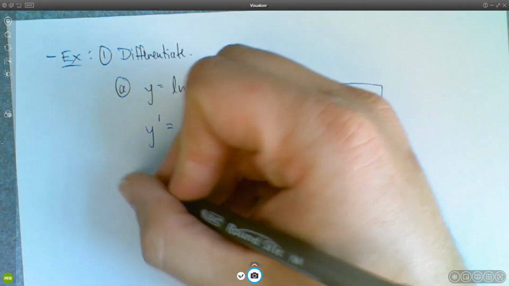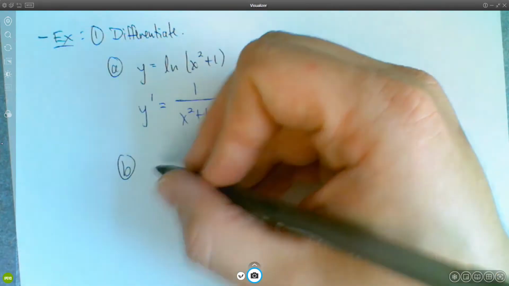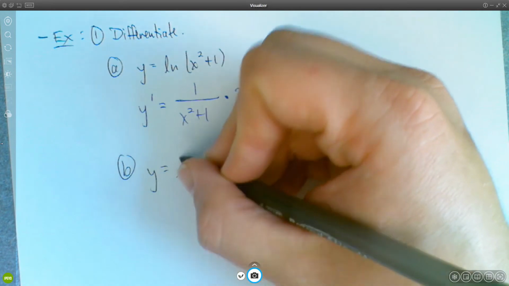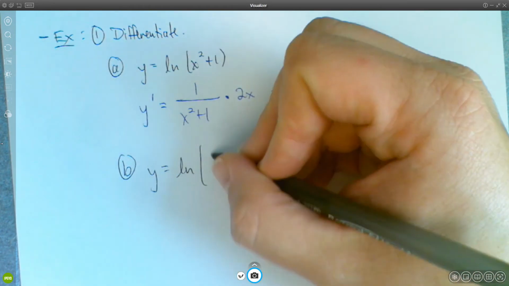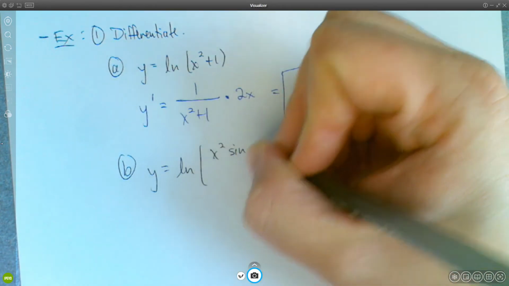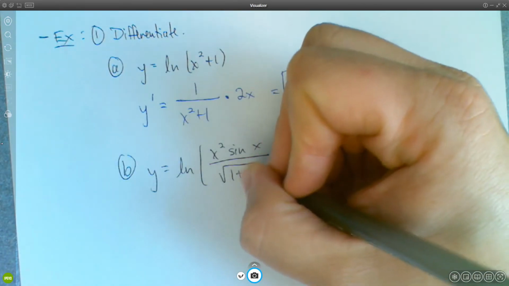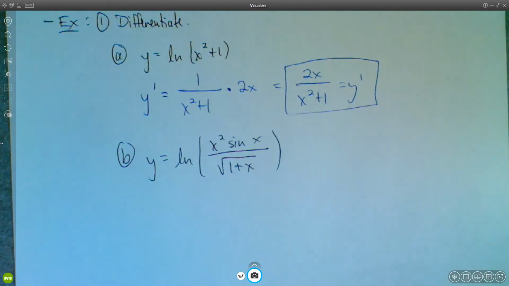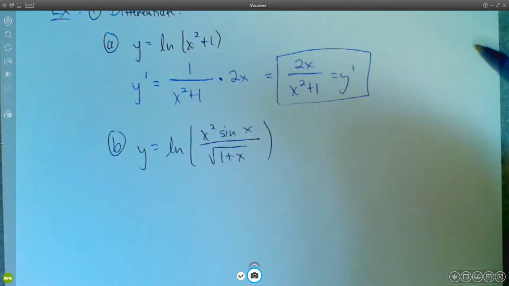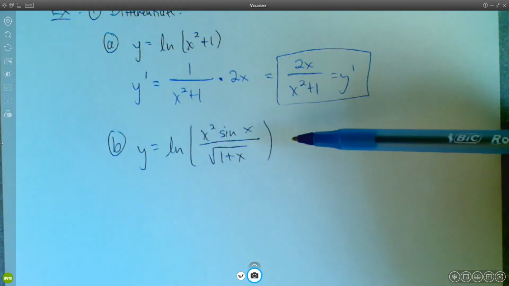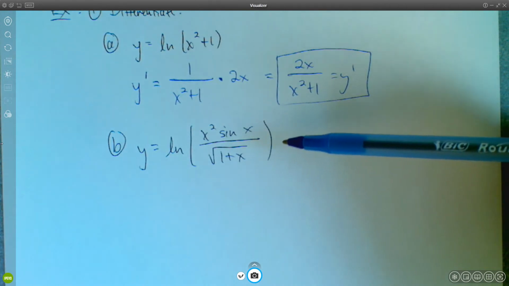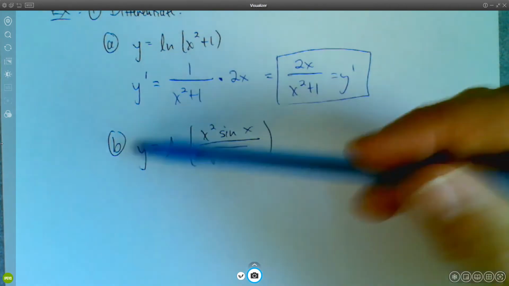Okay, let me give you another example. Let's do y equals natural log of x squared sine x over square root of 1 plus x. Now on this one, before I differentiate, I'm actually going to use some properties of logarithms to make this a little bit simpler. You could differentiate the way it is.